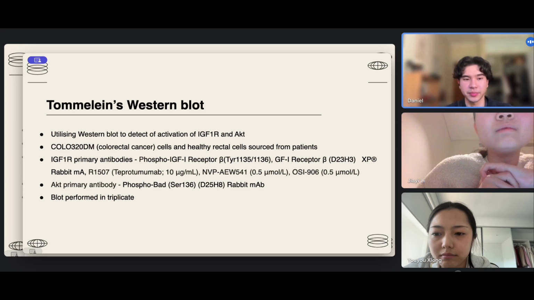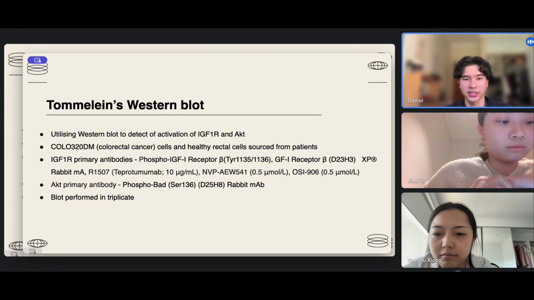IGF-1R activates the PI3K cascade that leads to P70S6K activation and protein synthesis. AKT interacts with the B-cell leukemia protein, BCL-associated death promoter complex, inactivating it and ultimately preventing apoptosis, leading to increased survival for the cancer.